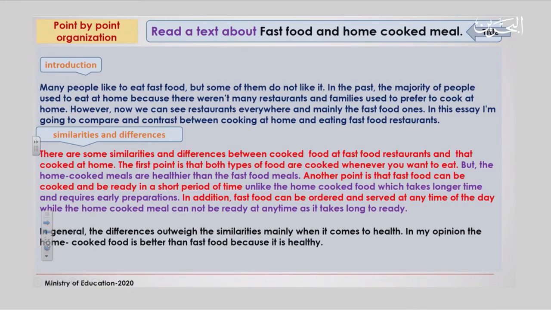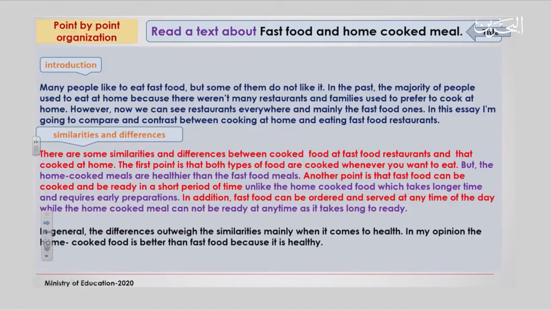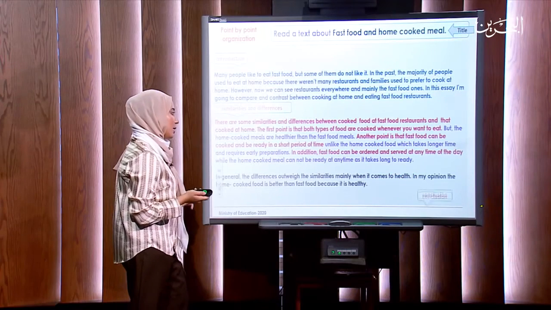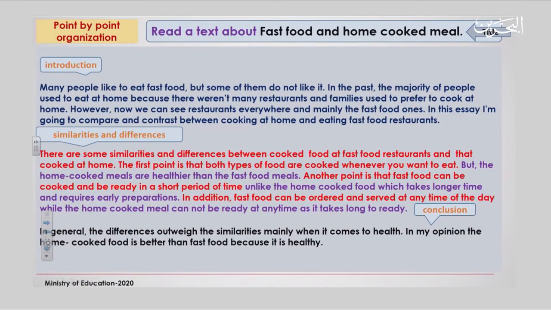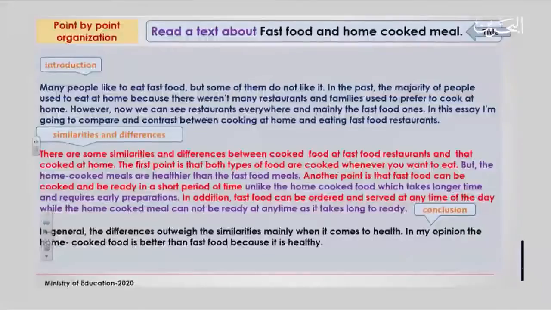Whereas in the early paragraph, it was kept all together, the similarities, followed by the differences. The conclusion, in general, the difference outweighed the similarities, mainly when it comes to health. In my opinion, the home-cooked food is better than fast food because it's healthy. Conclusion plus opinion, it's exactly the same. So the main change goes here between if you're following the blocked organization, paragraph and paragraph, whereas point to point, they're merged together. As simple as that.